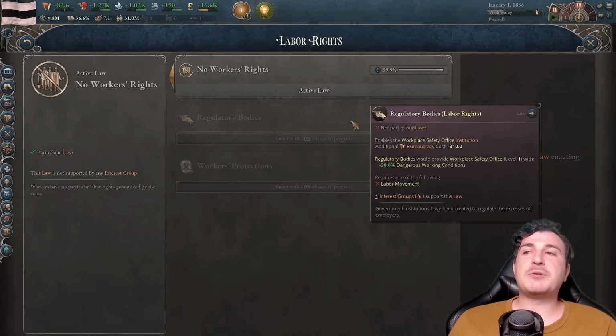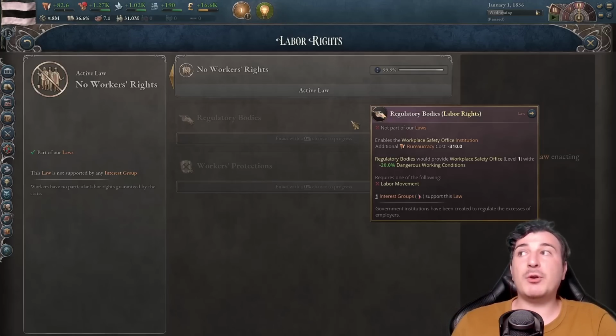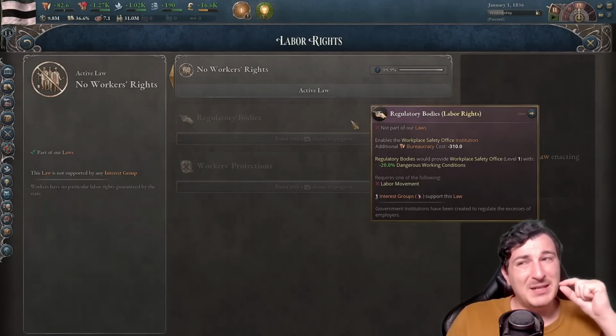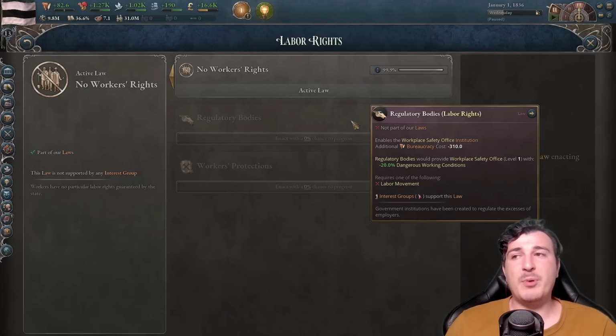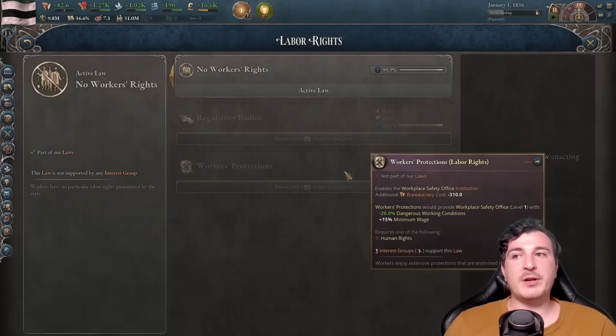Labor rights, regulatory bodies means you reduce the dangerous working conditions, meaning your population will grow a little bit faster. It's not a big deal, but it's a little percentage more pops. Worker protection increases the minimum wage alongside the worker danger conditions improvements, so it will increase the standard of living overall in your country.